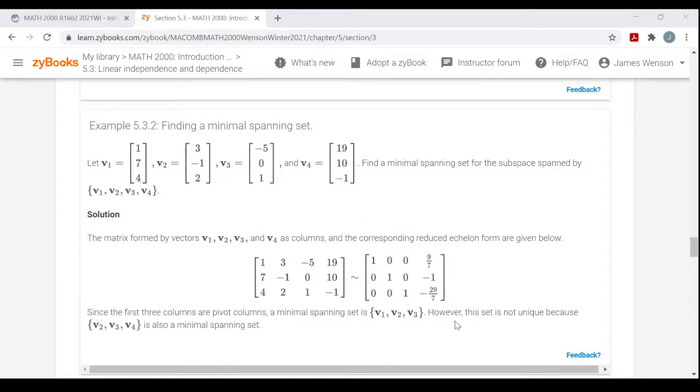So it says here, however, this set is not unique because v2, v3, v4 would also be independent, if you change the order. But let's just stick to the order they gave it to us and make it easy on ourselves.